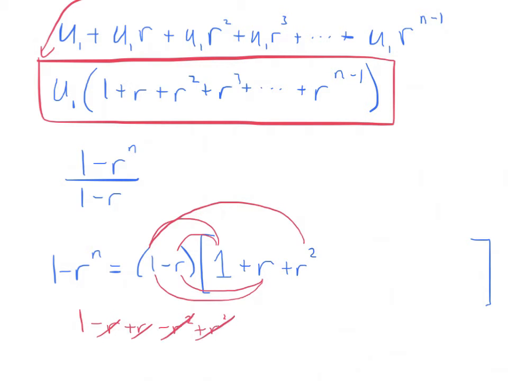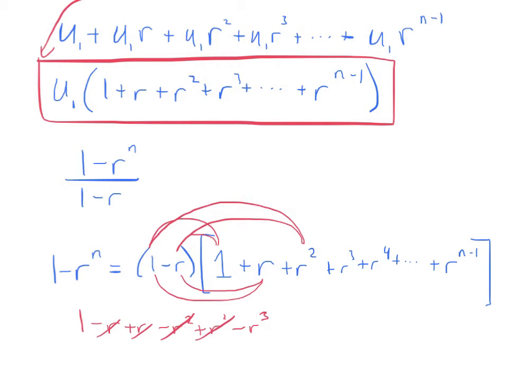Oh, good, those will go away. And then I'll get r squared and negative r from minus r cubed. And you can probably see where this is going. I'm going to have to keep going, plus r cubed, plus r to the fourth, plus all the way up, eventually to what? All the way up to r to the n minus 1.